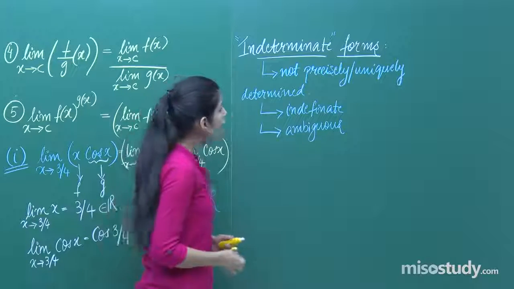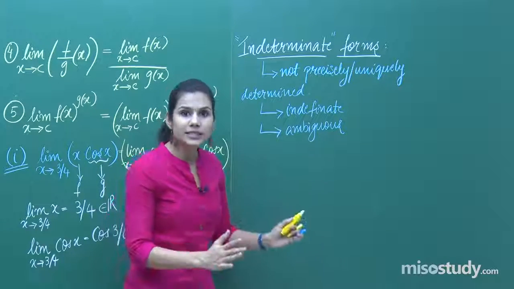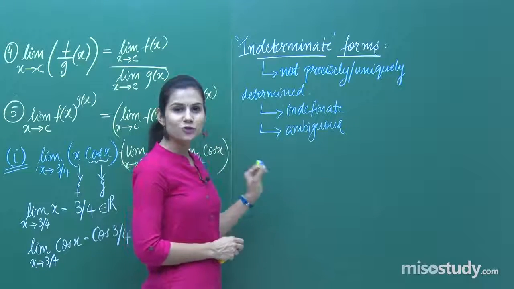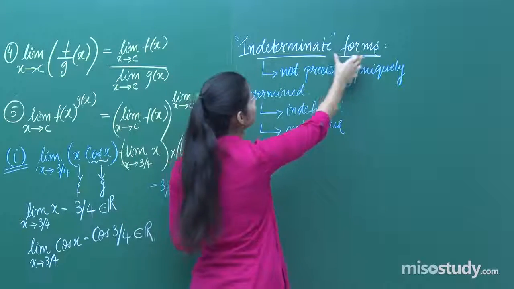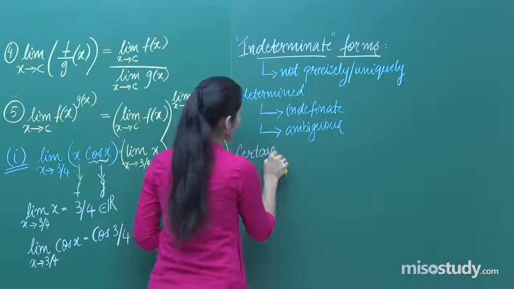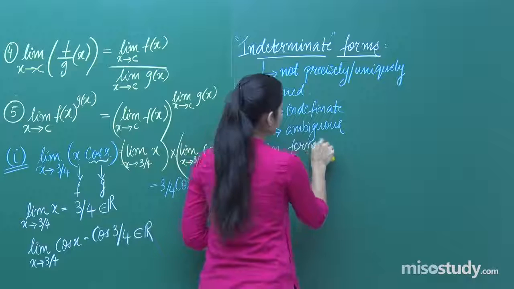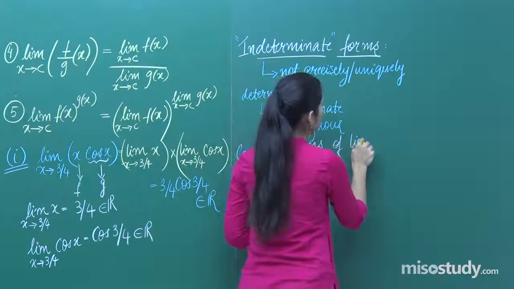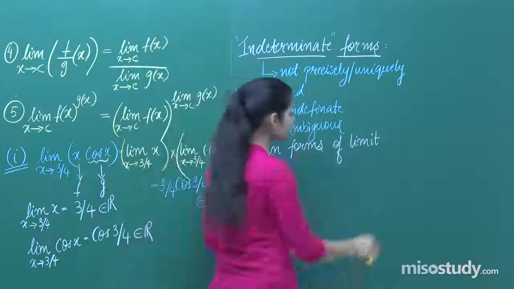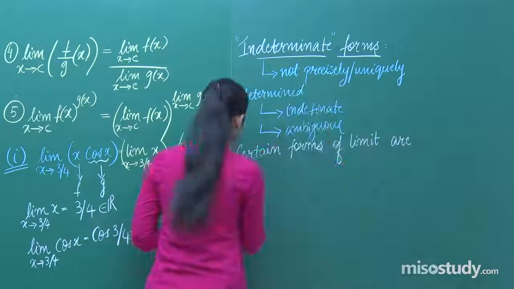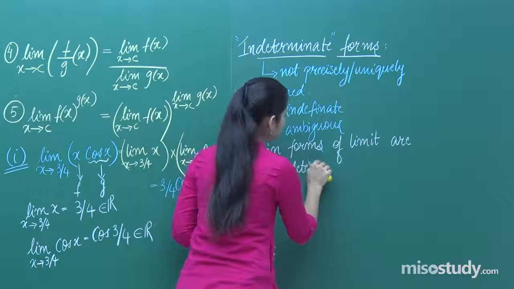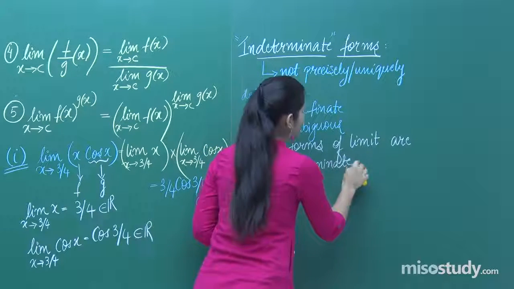Now, when can I say a form of limit is an indeterminate form? Let me write that down, and then slowly and steadily you are going to relish the very evidential behavior of this topic. Certain forms of limit. So basically we are doing the chapter limits. So over here I am writing certain forms of limit are called indeterminate forms.